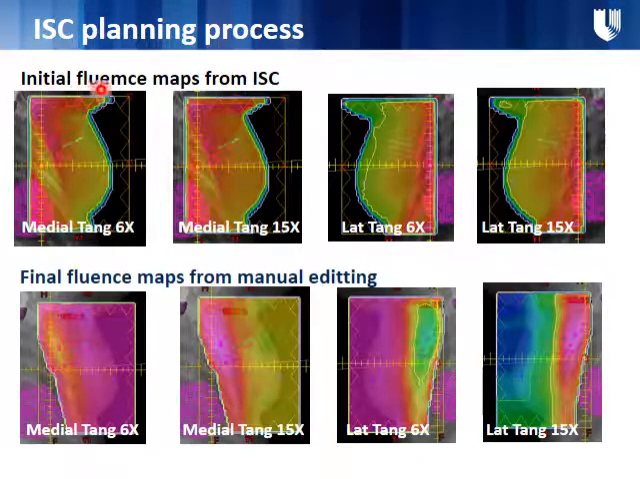So here is the initial fluence map from irregular surface compensator technique from the treatment planning system. It does not have the block for the heart and it does not have skin flash area. So planners manually edit, remove it, and add the fluence for this area and run those calculations, and add fluence to increase the dose and lower the fluence to decrease the dose. And this shows the final fluence map from the manual editing.